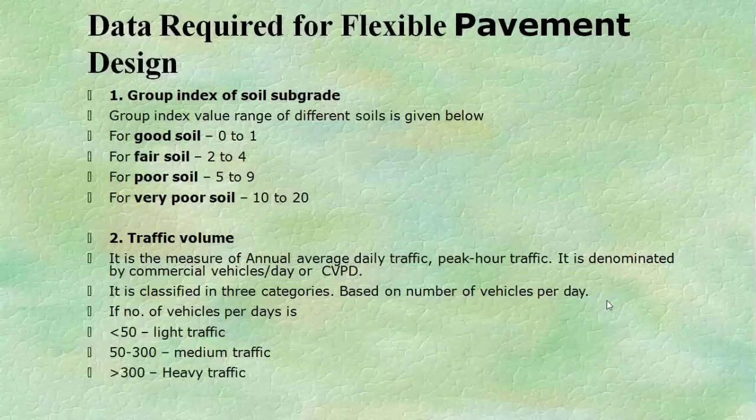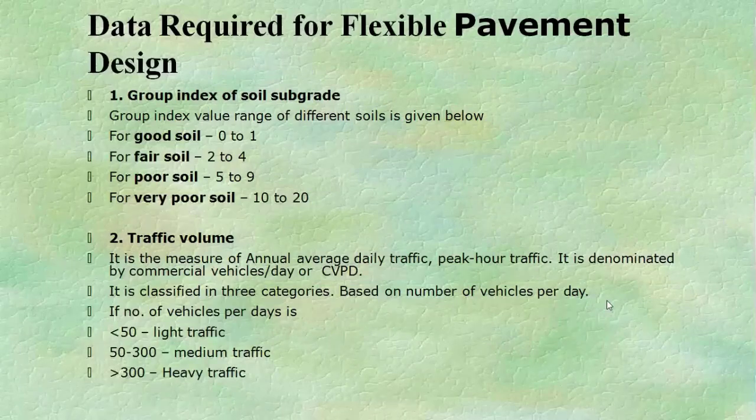The soil groups A1 and A3, and the soil from the A2 group, have GI values of 0 to 4. The A4 group of soil has GI values up to 8, A5 soil up to 12, A6 soil up to 16 and A7 soil up to 20.